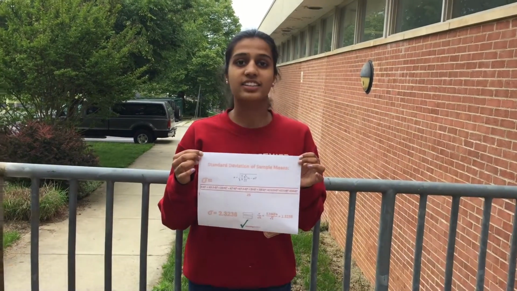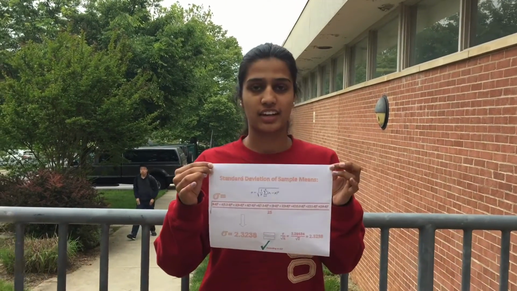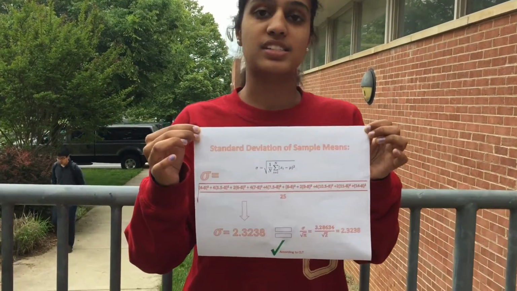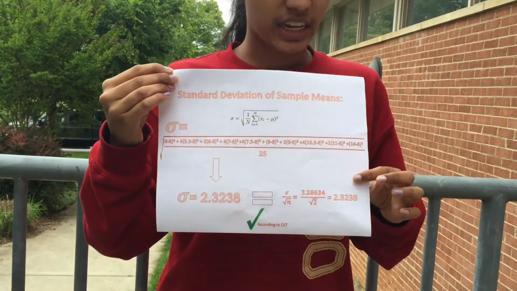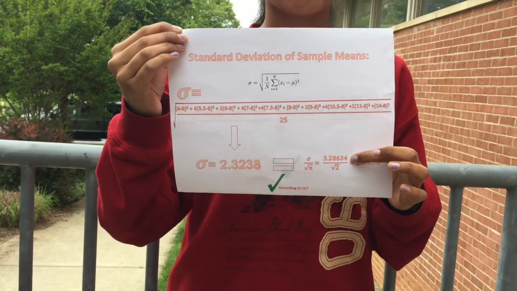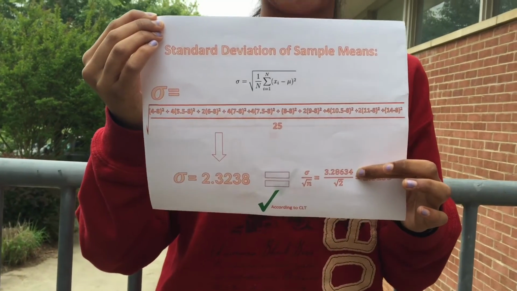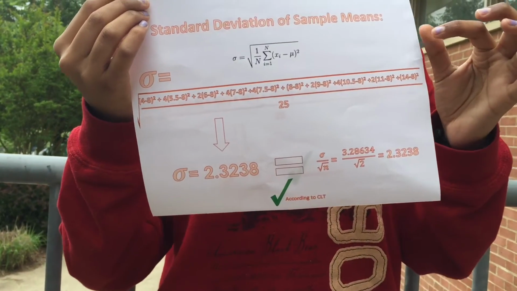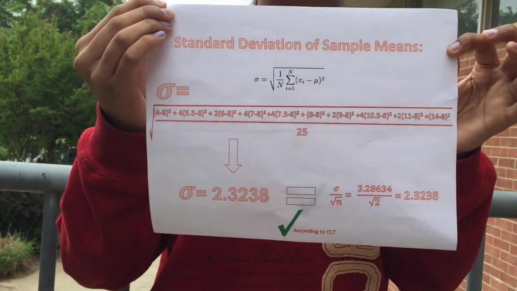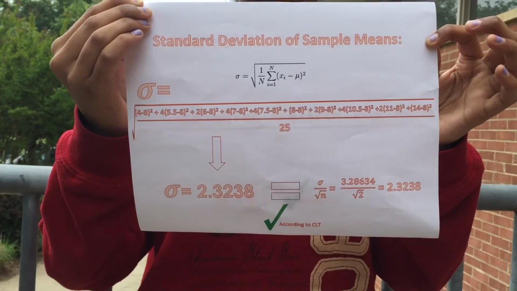We also calculated the standard deviation of our sample means and we got 2.3238. We put a check mark down there because this coincides as well with the central limit theorem. If we take the standard deviation of our original population, which was our set of numbers, and we divide it by the square root of the sample size, and our sample size in this case is 2, we get the same exact number for both standard deviations.